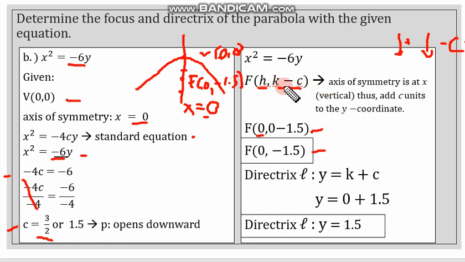So, since we subtract here, it is the opposite for the directrix. Since the directrix is above, our directrix is above our vertex, so we will add c there. So k plus c is equal to, our directrix is horizontal, so we expect it at y. y is equal to 0 plus 1.5, so y is equal to 1.5. So we got our focus, check, directrix, check. So this is the focus, this is the directrix.